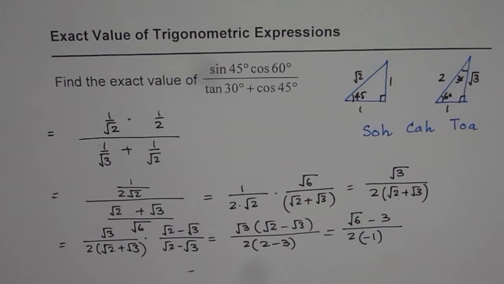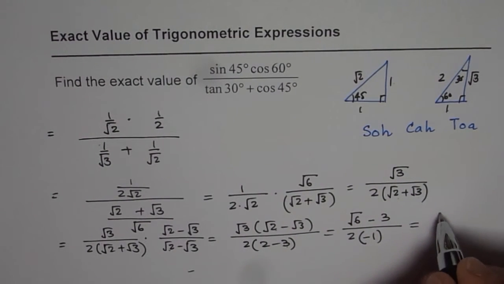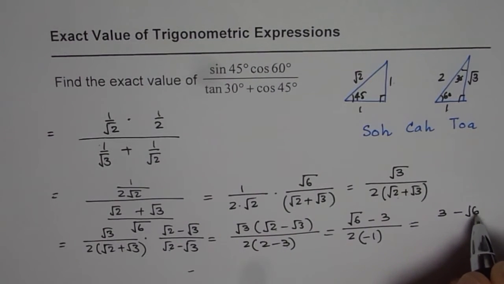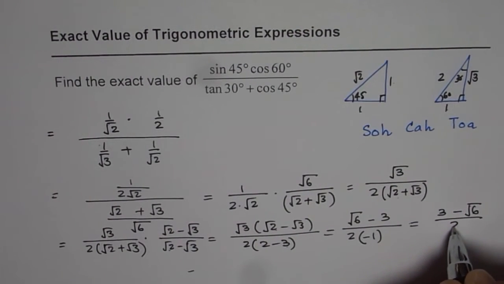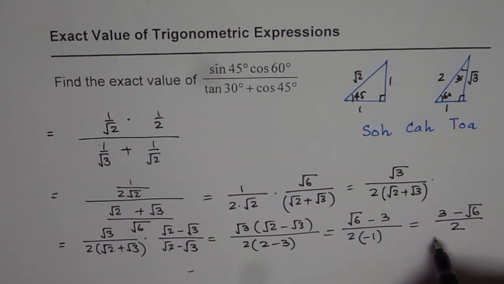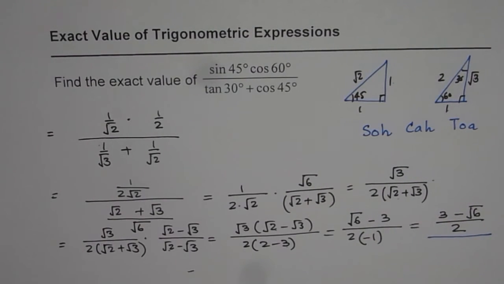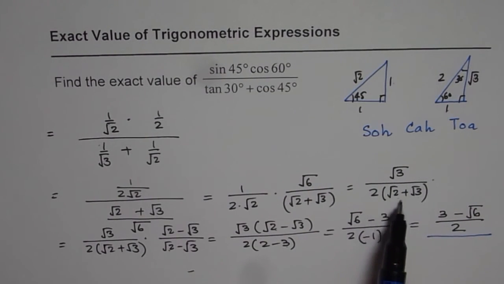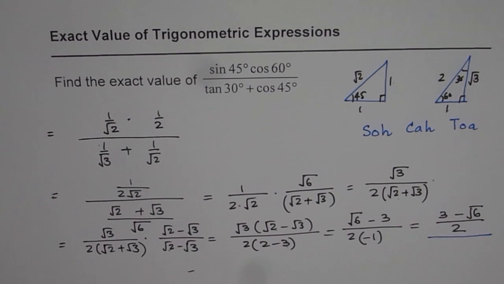Is it okay? So now, since it is minus 1, I can flip this position. 3 minus square root 6 divided by 2. So that is our answer, right? So some students may stop here, but truly speaking, that is the answer for the given expression, right? So you should actually rationalize and then write down the answer. I hope that helps. Thank you.